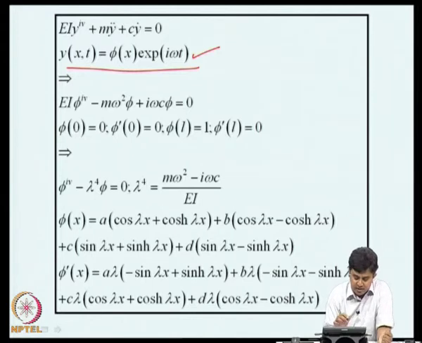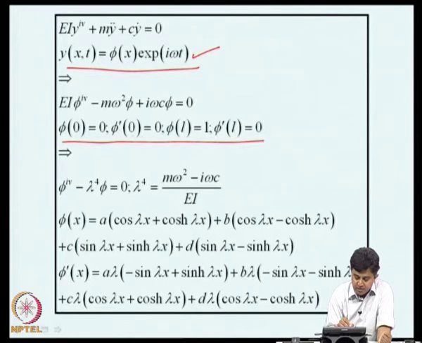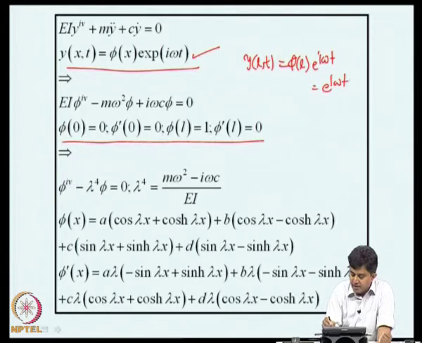We substitute this into this equation, and we get EI phi'''' minus m omega square phi plus i omega c phi equal to 0, and the prescribed boundary condition on y now translates to boundary conditions on phi. Phi of 0 is 0, phi prime of 0 is 0, phi of L is 1, because y of L comma t is phi of L e raised to i omega t, and this is given to be e raised to i omega t. Therefore, phi of L is 1, phi prime of L is 0.